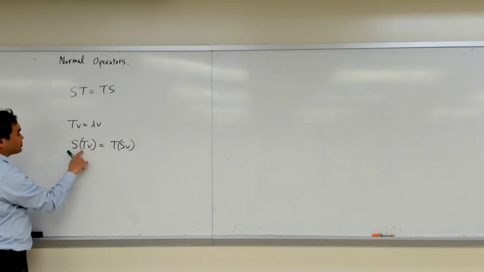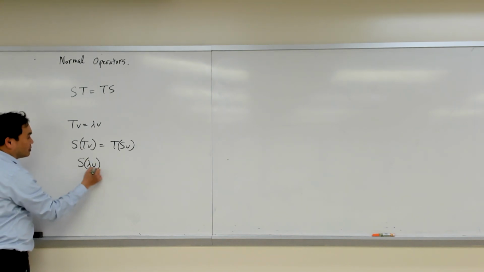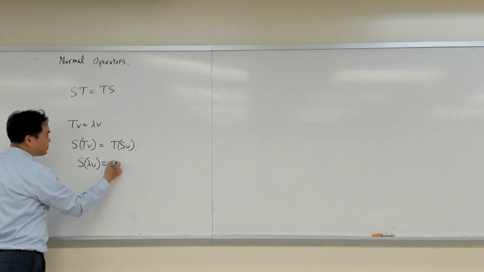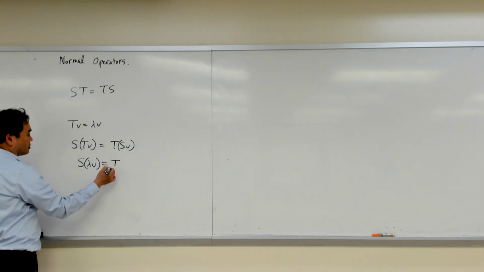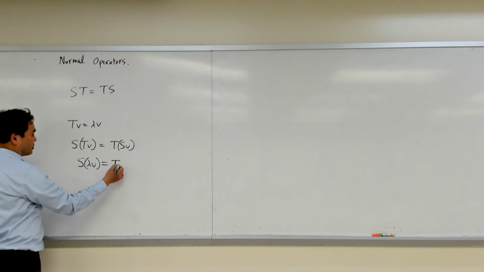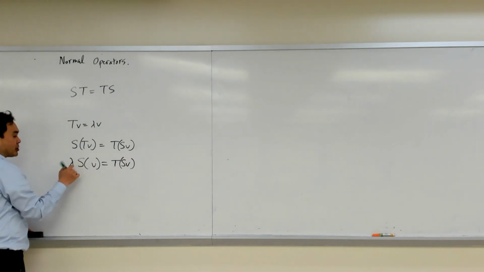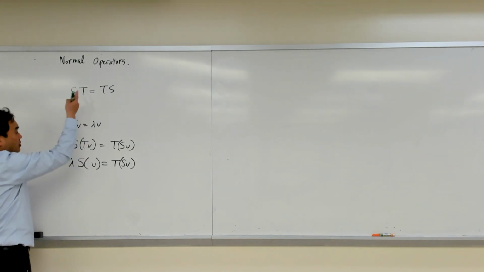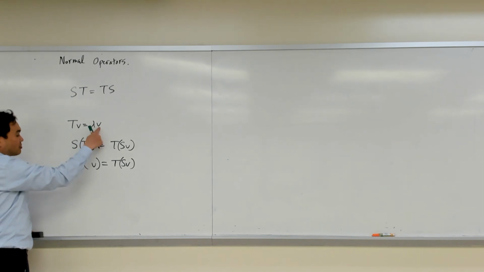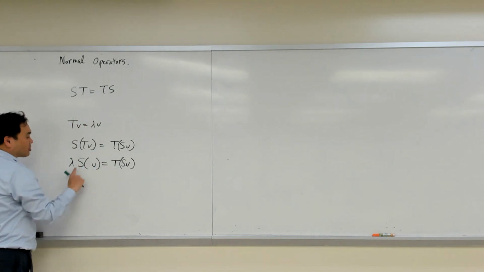because TV is lambda V, you have S times lambda V, and that gives you T of, let me see, yeah, T of SV. So if I move this lambda outside, because S is linear, you can write this. So if you have commuting operators, and V is an eigenvector of T, then SV is another eigenvector of T.